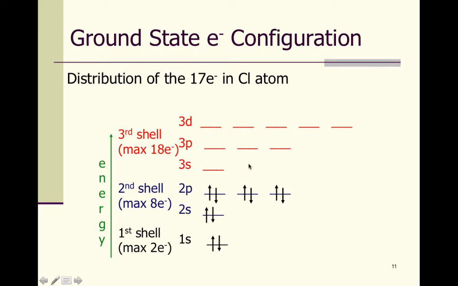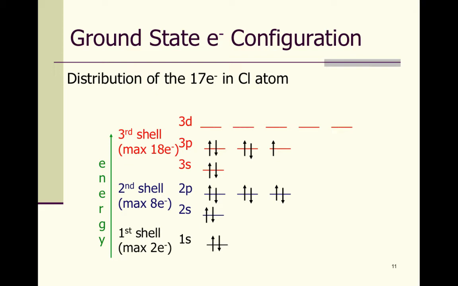So let's go up here. The 3s will be next. And then the 3p, remember they don't pair up at first. So let's see how many I'm showing. 2, 4, 6, 8, 10, 12, 13, 14, 15. I have 2 more to show. And there you have it. That's it. That's the ground state electron configuration for a chlorine atom.